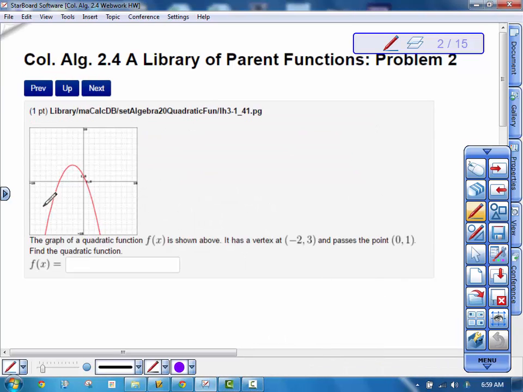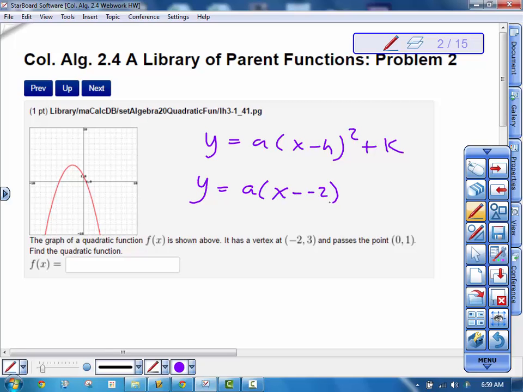Okay, next one wants to find an equation for this parabola. We have this on our formula sheet, which is vertex form for a parabola. I think this is the easiest way. If the vertex is at -2, 3, it gives us h and k. So it'd be y equals a times (x minus h), which is -2, squared, and then plus k, which is 3.